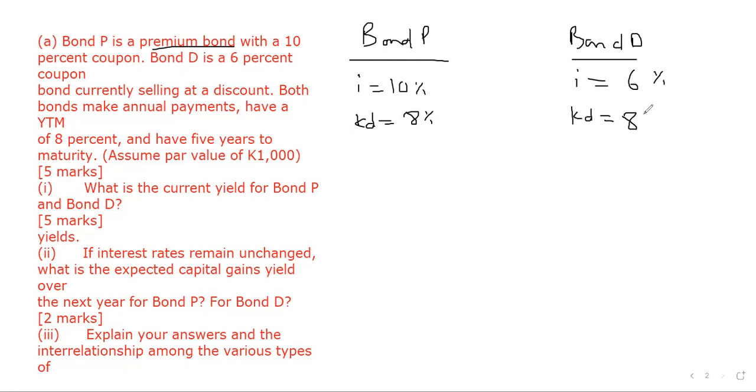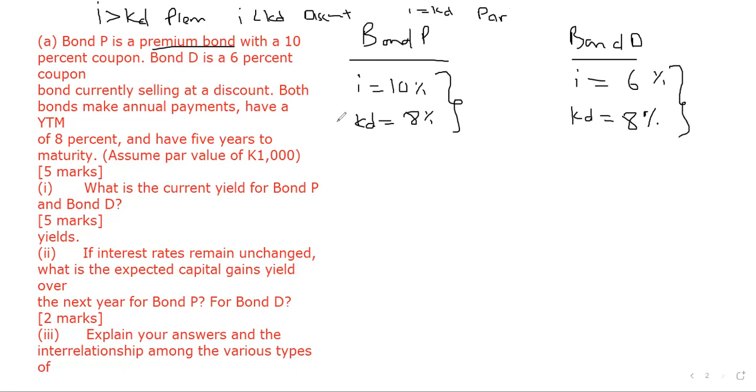So they've just told you, can even tell you without being told, that this is a premium bond, because a premium bond is a bond whose coupon interest is more than the market rate. But if the coupon interest is less than the market rate, it's called a discount bond. But if the coupon interest is equal to the market rate, it's called a par bond. Are we together so far?